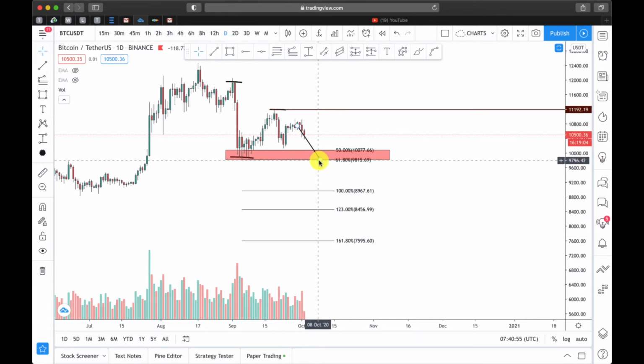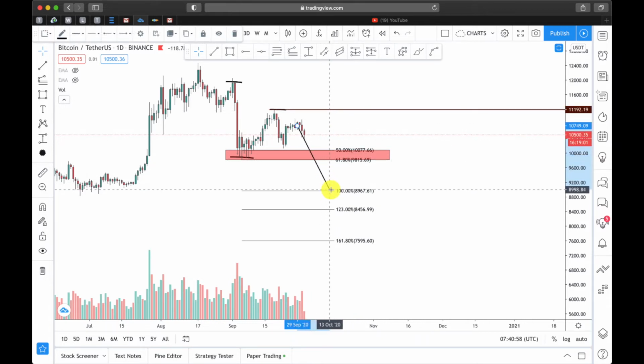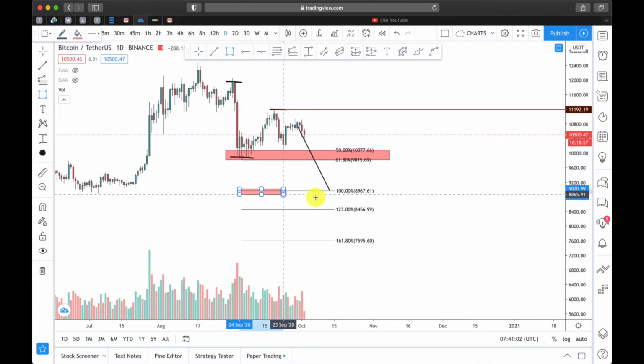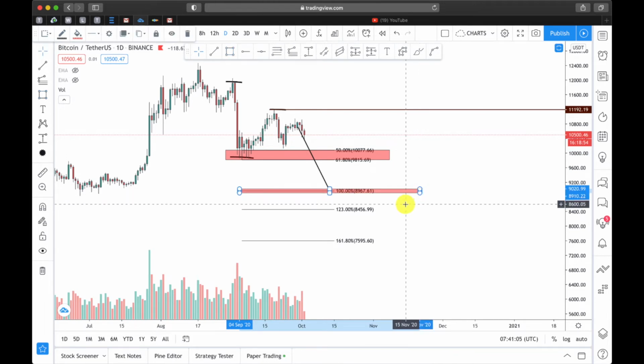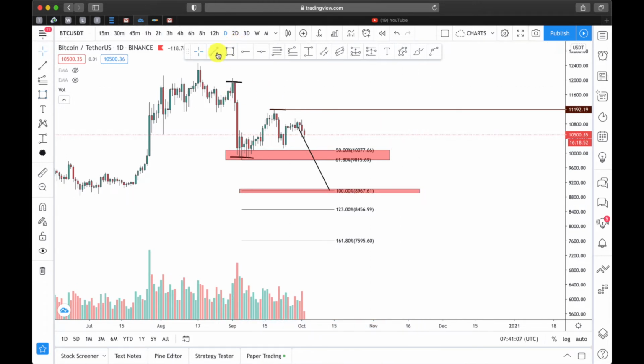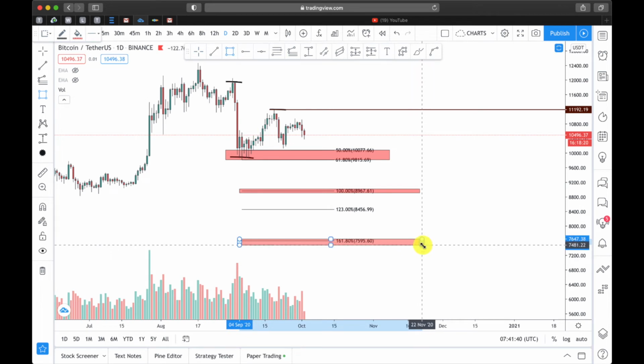Then if the trend continues to go down, your second profit will be at the 100% extension level. So the 100% extension level, as I said earlier in the course, is the distance between A to B here. So the distance between A to B will be the distance between C to D. Do you understand? So this 100% will be your second take profit level. The third take profit level will be the 161.8 level. So this would be the third take profit level.